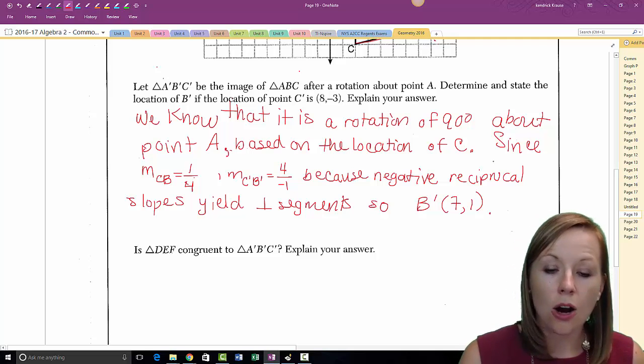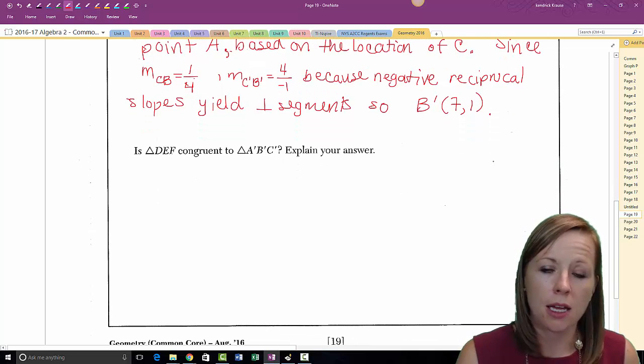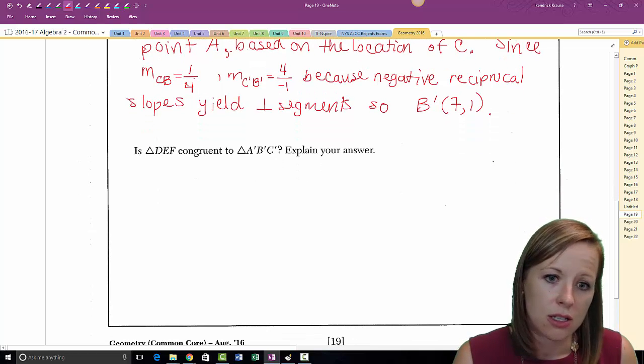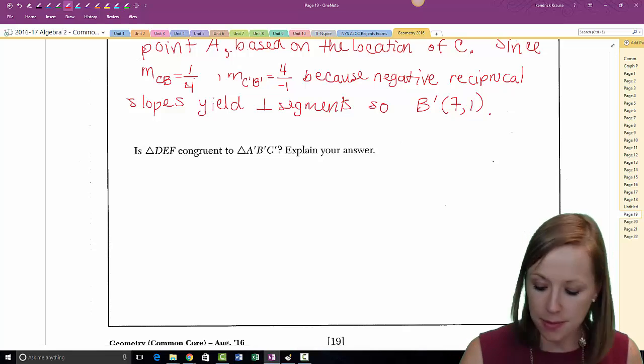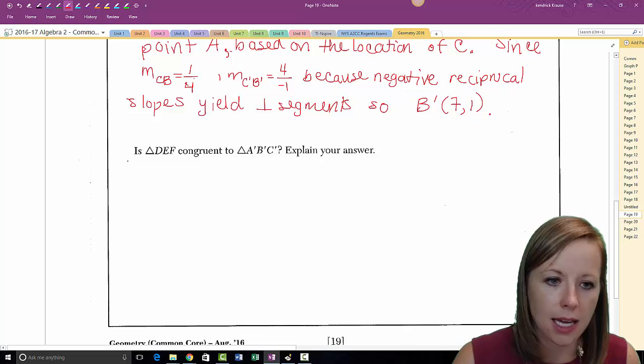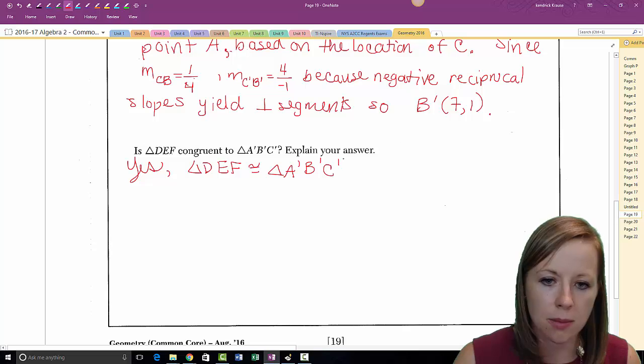Lovely. Are the triangles congruent? And we've actually had this topic on this test already. It is not a dilation. So a rotation is a congruence transformation. Yes. Yes. Triangle DEF is congruent to triangle A prime, B prime, C prime.